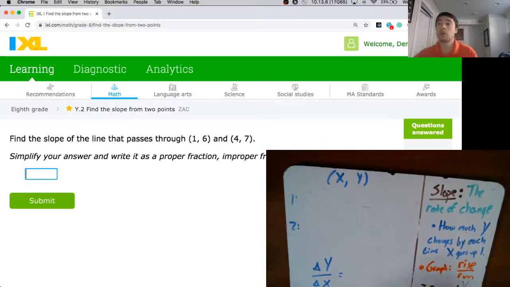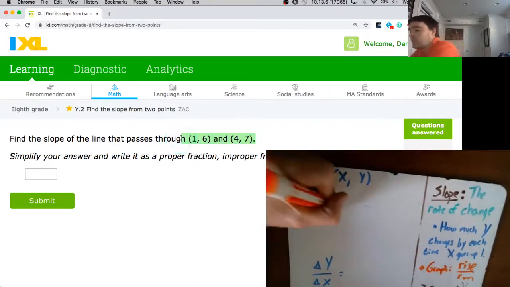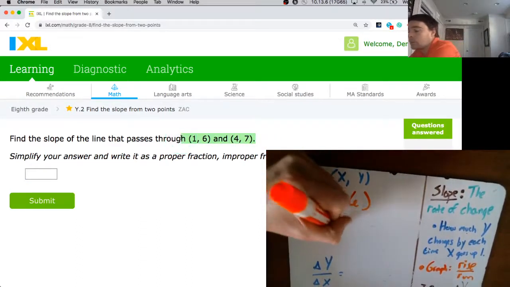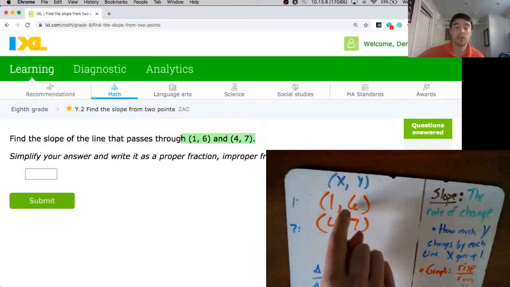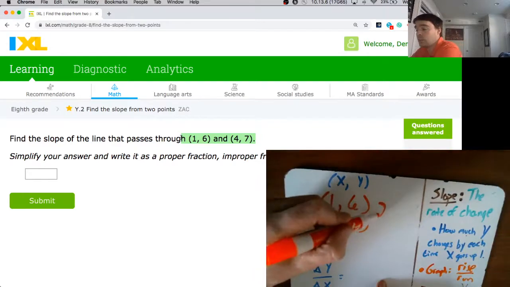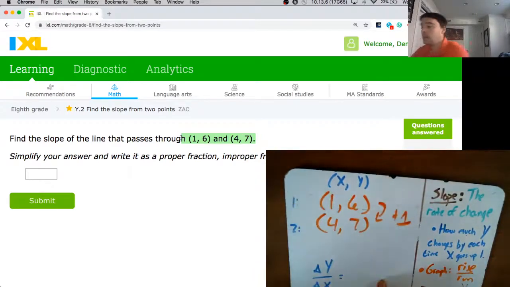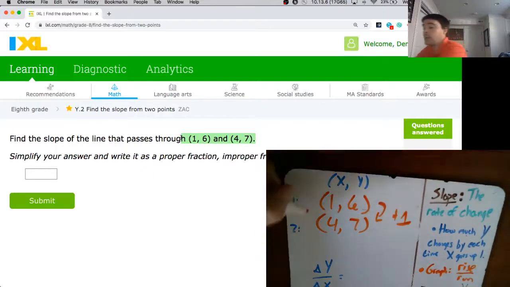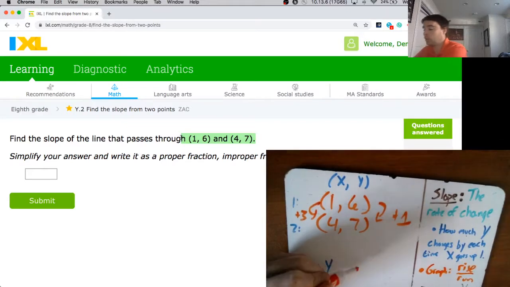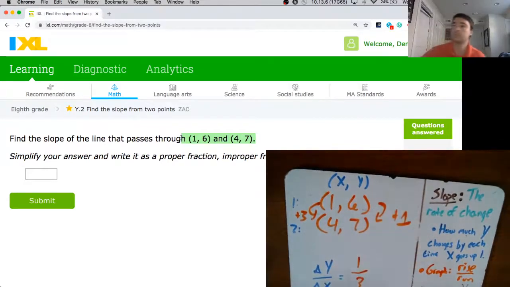So the first point we go through now, we see for this problem, and I'll highlight it, it starts at 1 and 6, that's our first data point, and then it also travels through 4 and 7. So the y value goes from 6 to 7, it increased value, it gained 1 unit, and the x value travels from 1 to 4, that's going up by 3 units. So that gives me a slope here of 1 over 3.